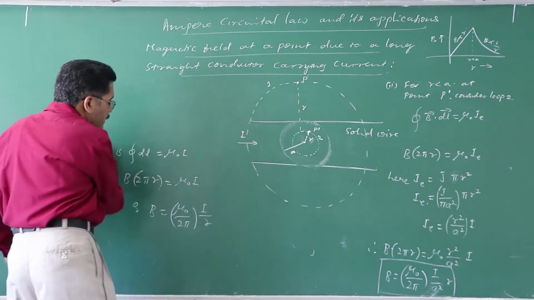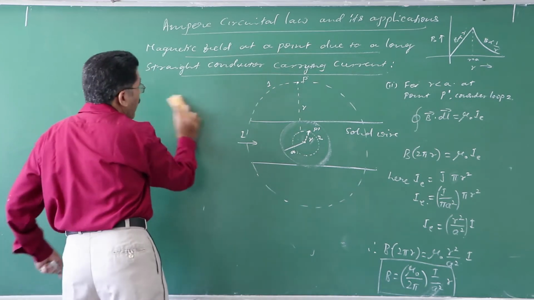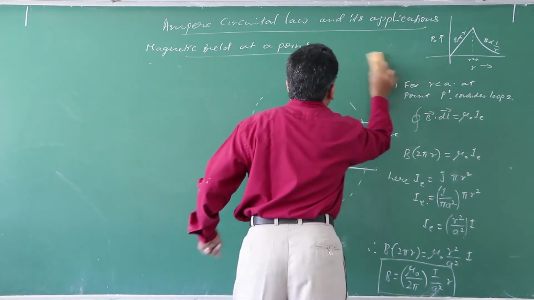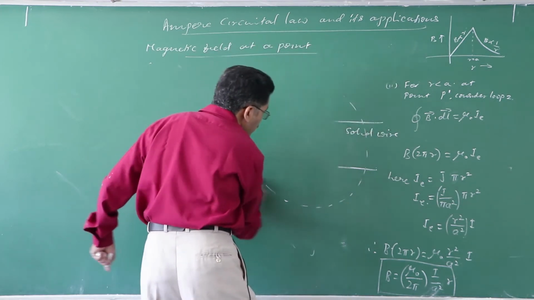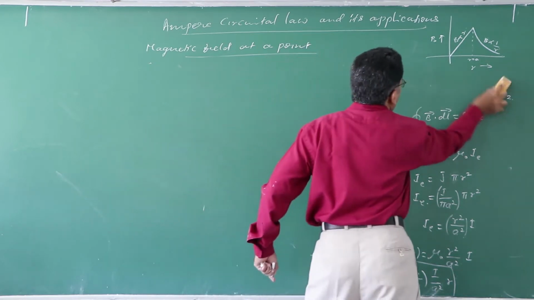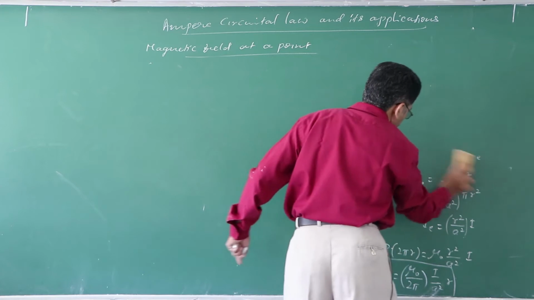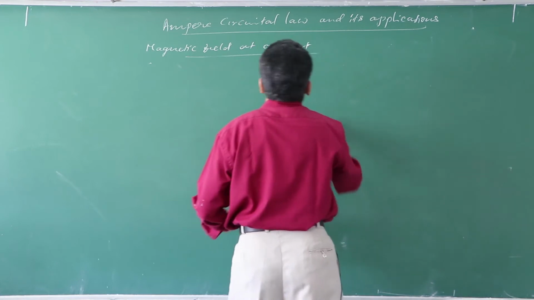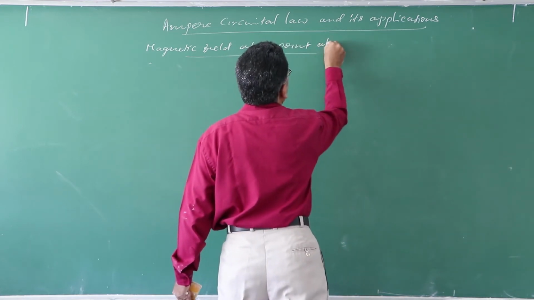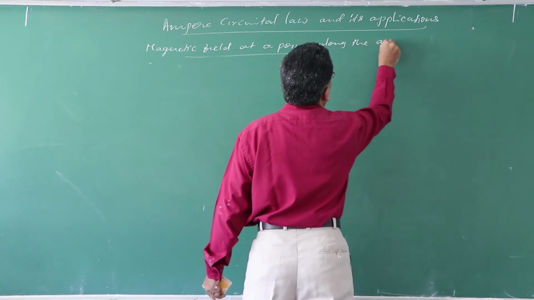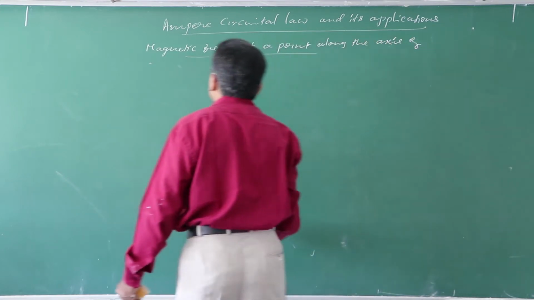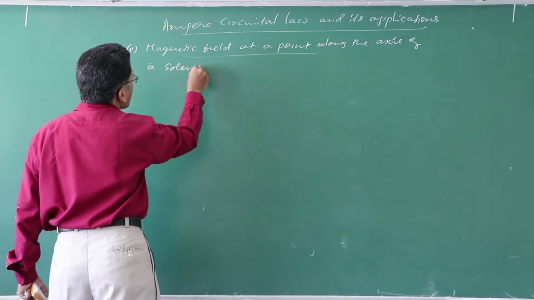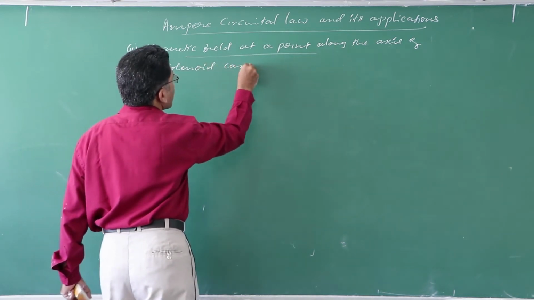So let us go for the second application: magnetic field at a point along the axis of a solenoid carrying current. We shall take a solenoid.